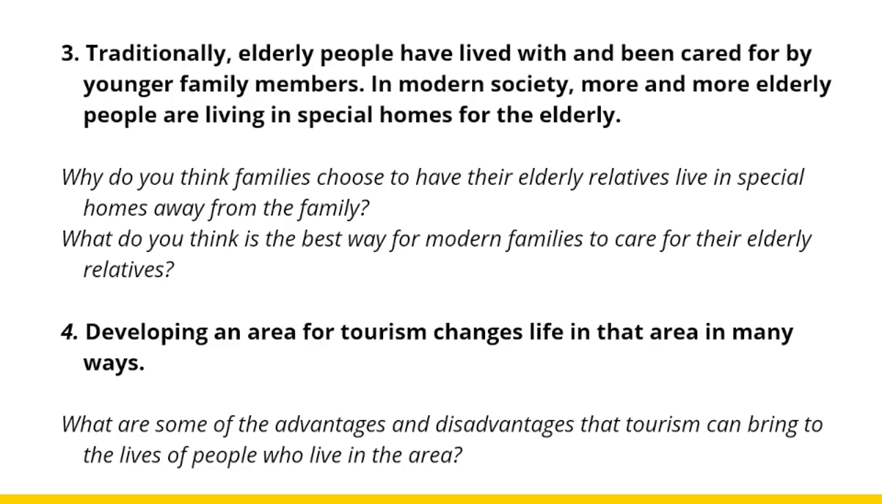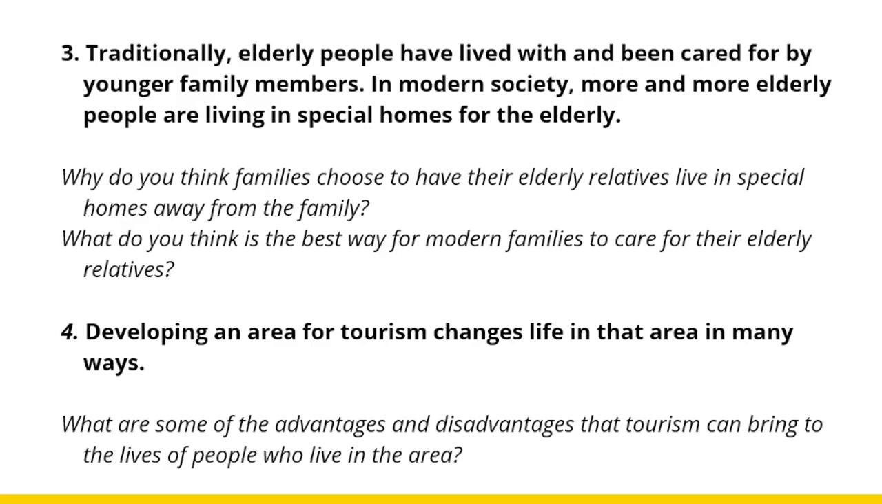Why do you think families choose to have their elderly relatives live in special homes away from the family? That's question number 1. And the second one, what do you think is the best way for modern families to care for their elderly relatives? And as you can see in this prompt, you have your topic. This is the topic, the one in bold, traditionally elderly people. So they explain the problem you have, and then they're asking you to answer these specific 2 questions in your essay.